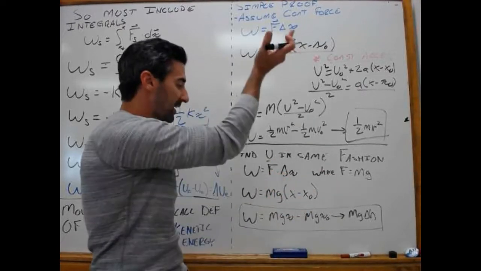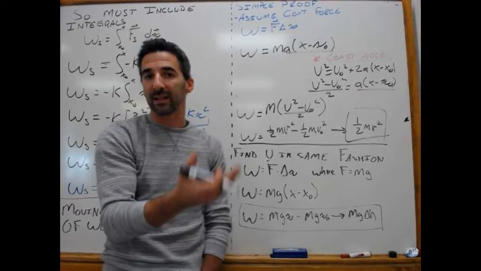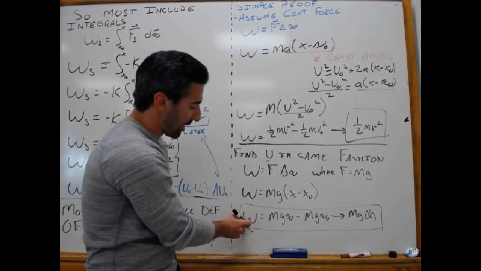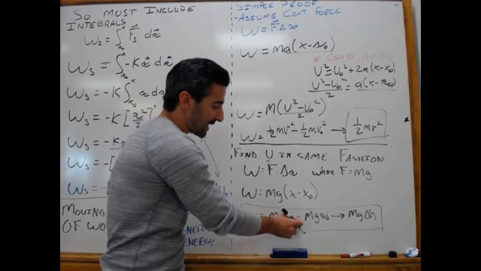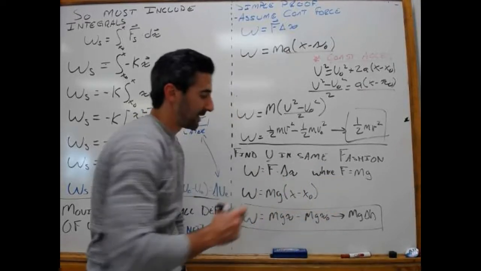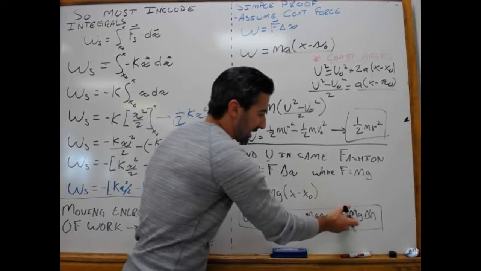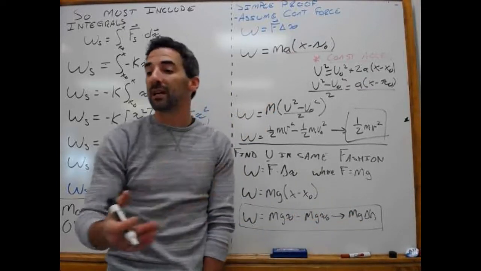And force, since I'm lifting it up, is going to be that mass times gravity. That's the force I need to lift. Simple plug and chug. I get my work is mgx minus mgx naught, my final minus my initial position. If initial position is 0, then obviously I have just mgx, mgh, or mg delta h.